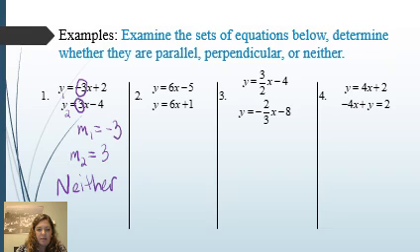Once again, we did not label these as y1, y2, so we're going to do that as we're doing our notes. y1 equals 6x minus 5. So the coefficient next to the x is a 6. And then y2 equals 6x plus 1. The coefficient next to the x is another 6. So these two slopes are equal, telling us that these two lines are parallel.